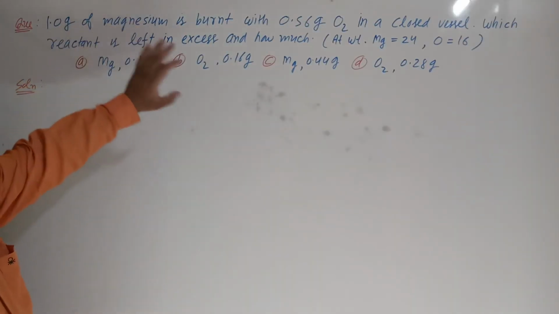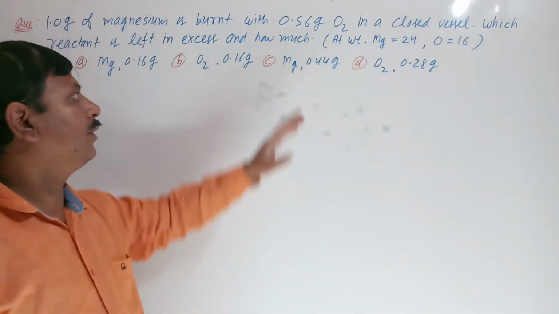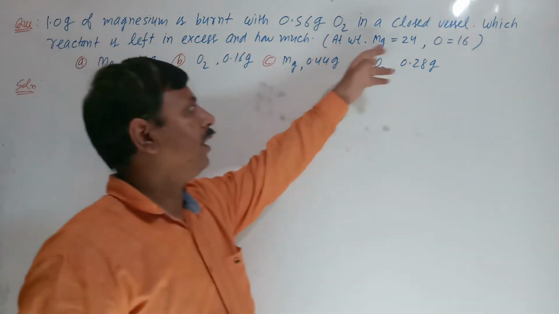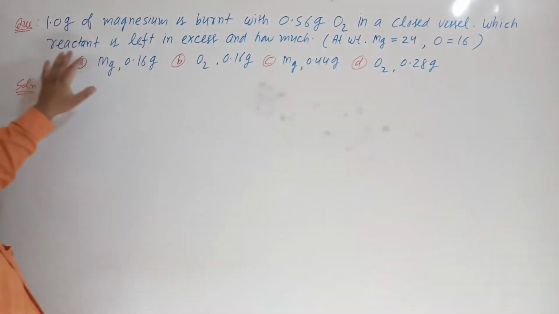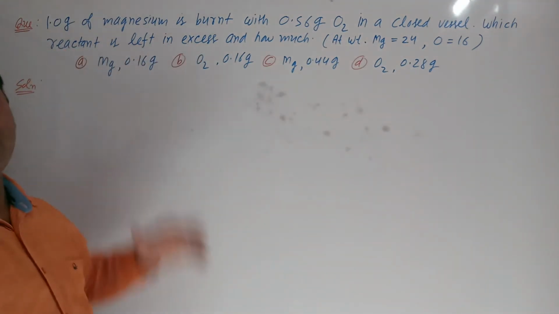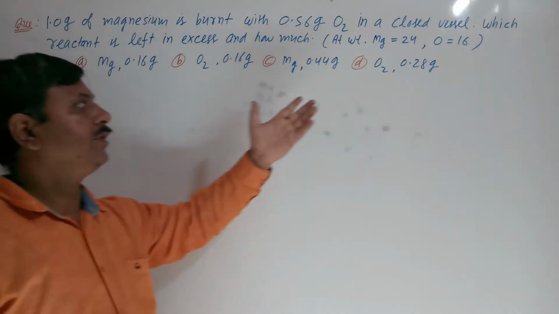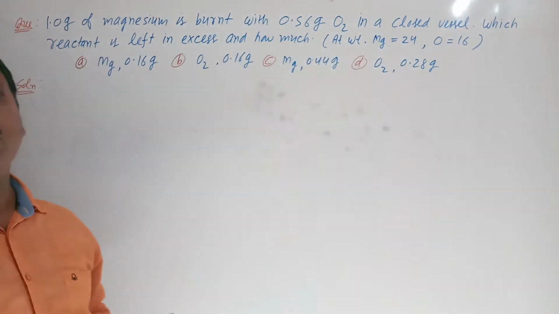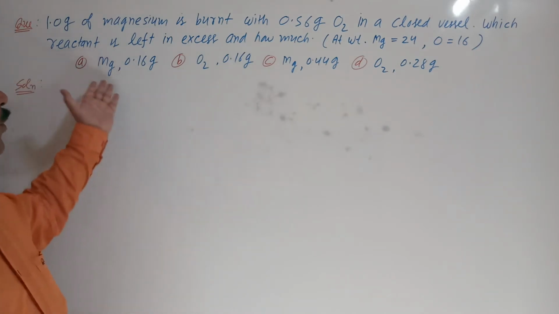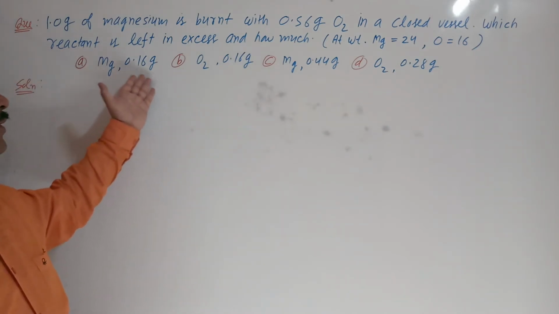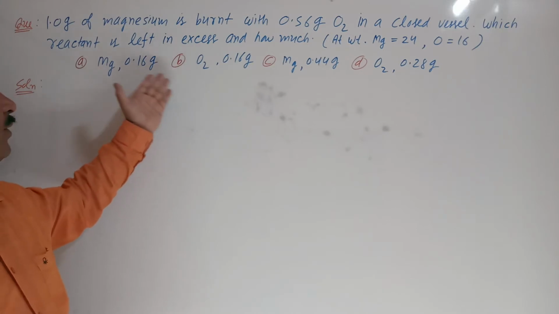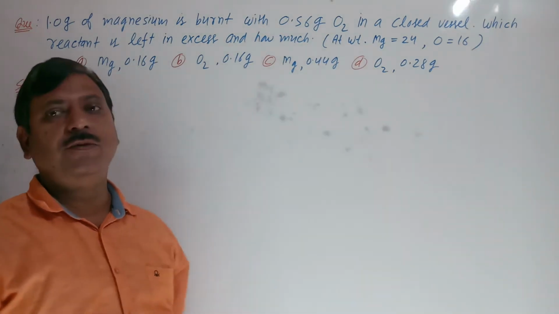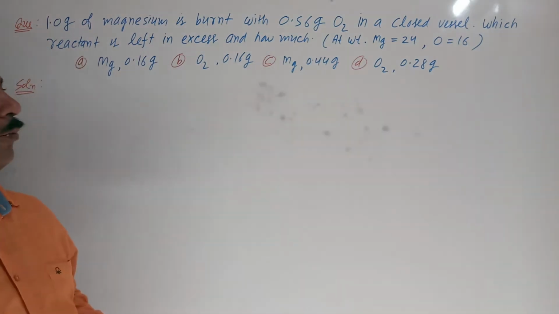1 gram of magnesium is burned with 0.56 gram oxygen in a closed vessel. Which reactant is left in excess and how much? Atomic weight of magnesium 24, and oxygen 16 they have given. Four options are there. Magnesium excess 0.16 gram, O2 0.16, Mg 0.44 gram, O2 0.28 gram.